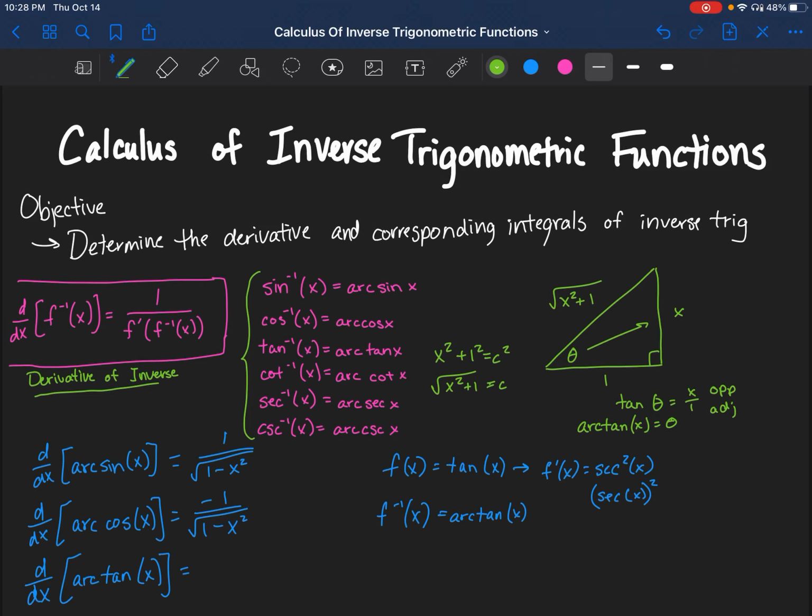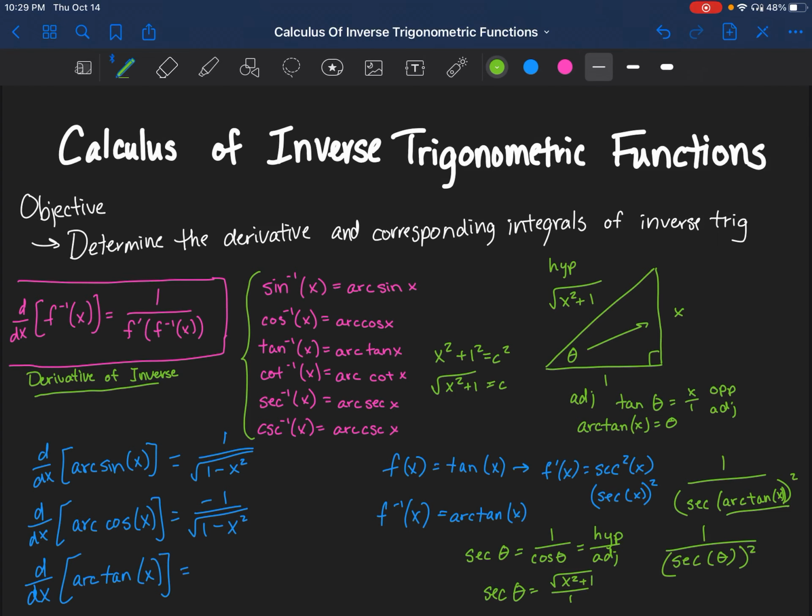Now, putting this all together into that formula over there for derivative of inverses, we're going to do 1 over, I'm going to use some big parentheses for the square part. We're going to do secant of arctan x. Okay, so arctan of x in there is going to give me that theta. So we're going to do secant of theta, and then we're going to square that answer. Now, important thing to remember is that secant of theta is really just 1 over cosine. It's the reciprocal of cosine. Well, cosine was adjacent over hypotenuse, so that means secant is going to be hypotenuse over adjacent. So if I look up here, the hypotenuse is the square root of x squared plus 1, and the adjacent is 1. So secant of theta is the square root of x squared plus 1 over 1.